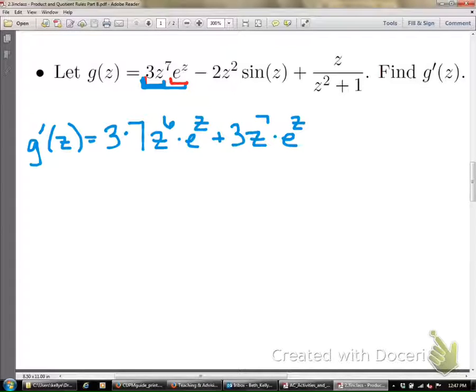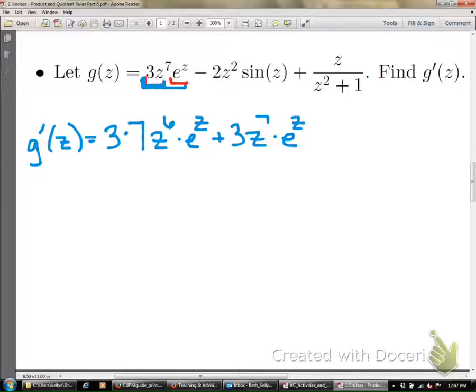I know that was a little bit confusing because right here, e to the z was the original function, and right here was the derivative of e to the z. Taking the derivative of e to the z can end up being kind of confusing sometimes.